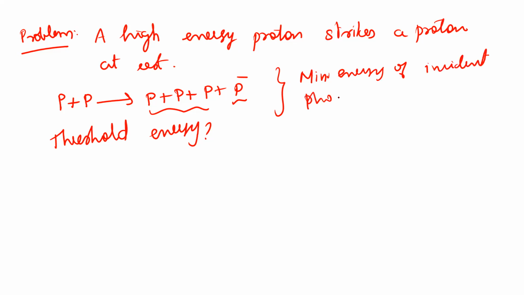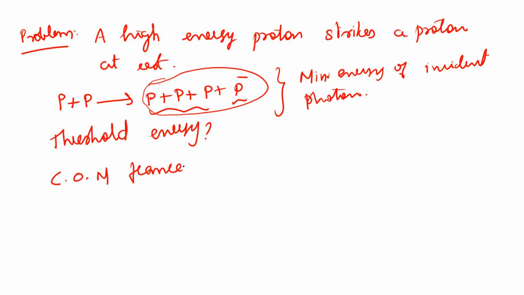Now this threshold energy is very difficult to formulate in the laboratory frame, because one particle is moving and we don't know anything about its momentum. So we go to a frame called the center of mass frame. What do we mean by that? It is the center of mass of these 2 protons, which means the center of mass is at rest in the frame we are considering.